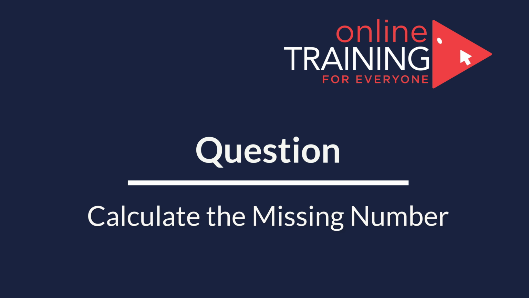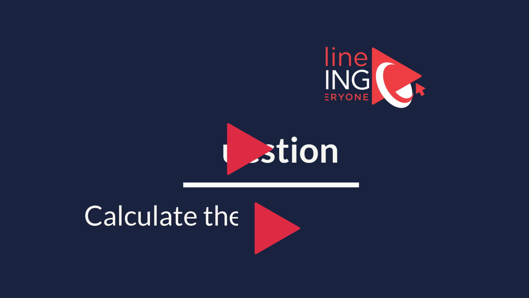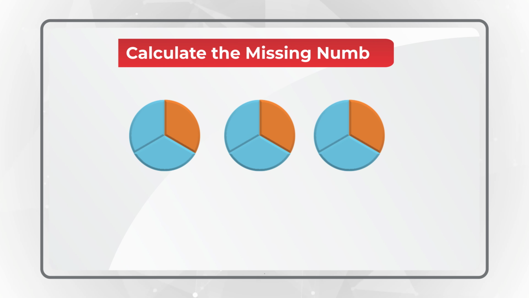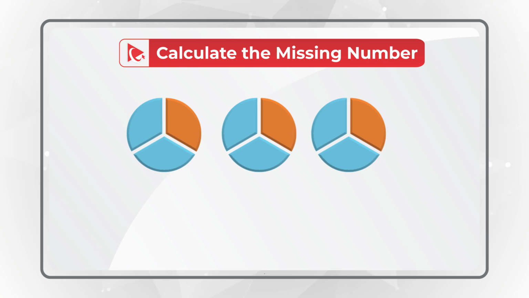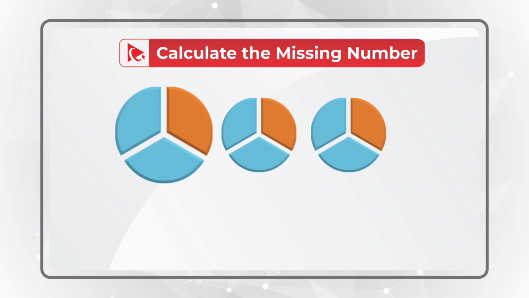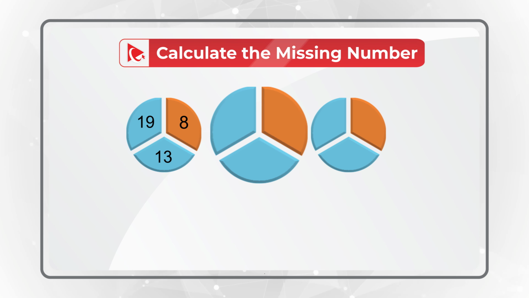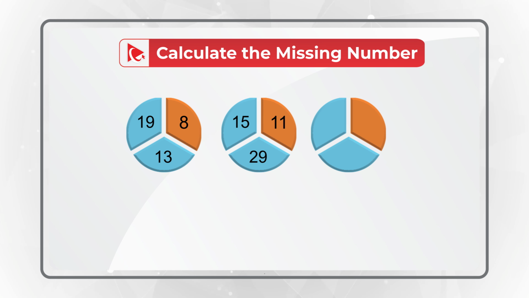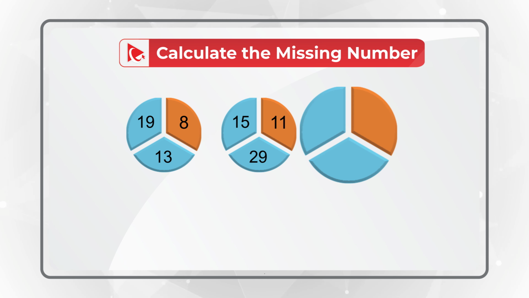Here's a puzzling question which has a very surprising solution. You're presented with three circles. Each circle is broken into three equal parts. The first circle has numbers 8, 19, and 13. Second circle has numbers 11, 15, and 29. And then the third circle has numbers 33, 31, and then one number is missing.